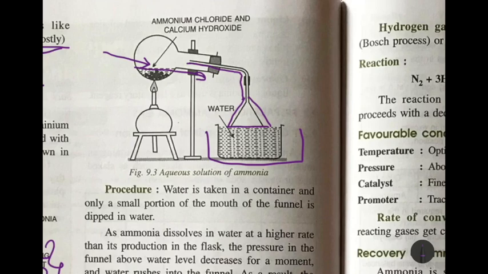As a result, the rim of the funnel loses its contact with water, so a gap is formed between the funnel and the water. Since the ammonia produced pushes the water down, the funnel again comes in contact with the water. In this way, ammonia dissolves in water without back suction of water.